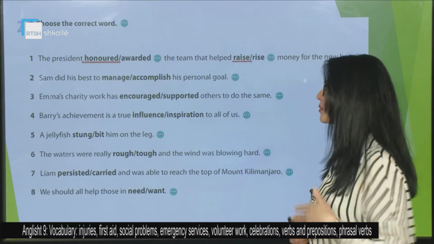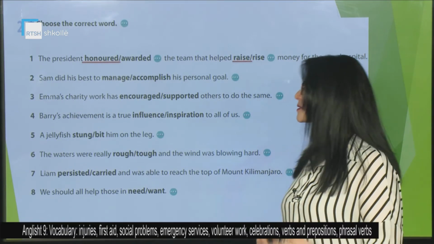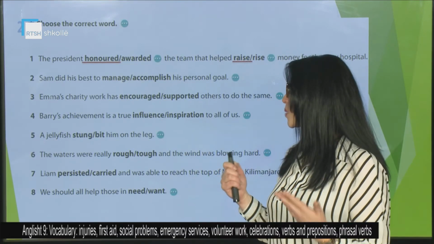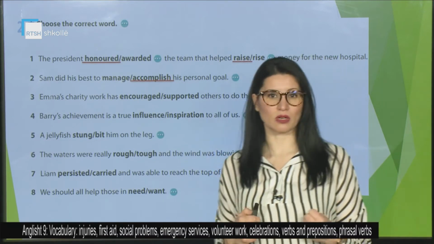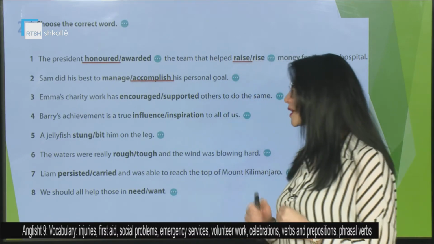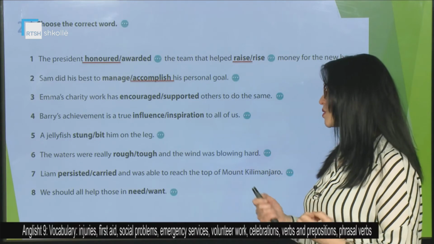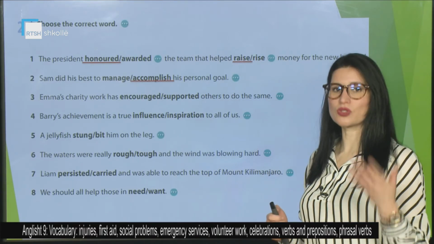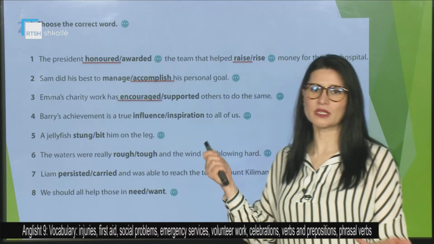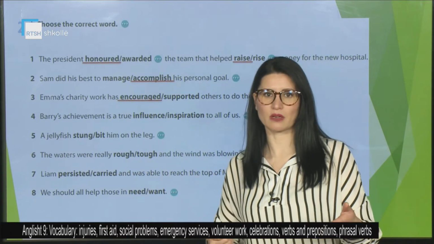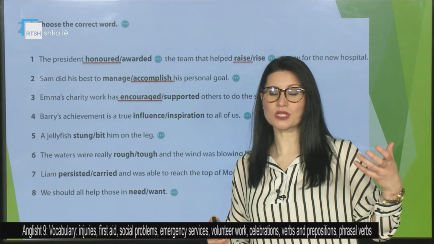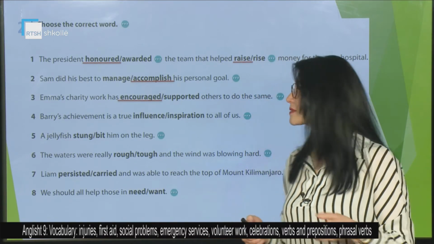Let's go on with number 2. Sam did his best to manage or accomplish his personal goal. So what is the word? It is accomplish a goal, which means to fulfill your desire, right? Number 3, Emma's charity work has encouraged or supported others to do the same. And the correct word here is to encourage somebody to do something, to have an influence on this person, to push this person to his or her limits.